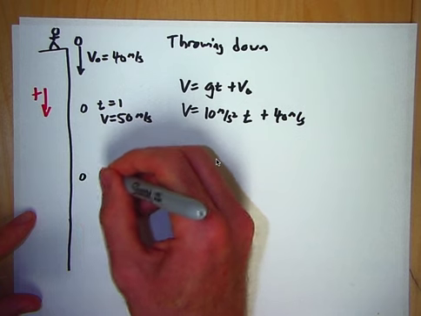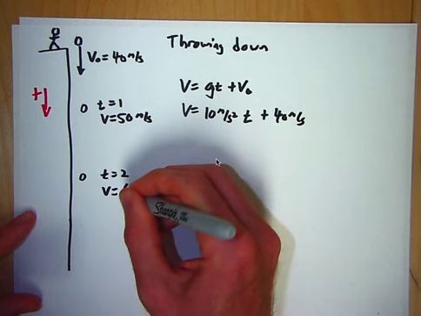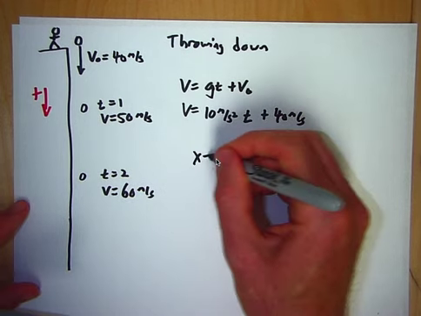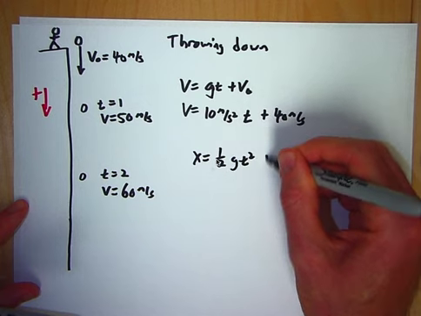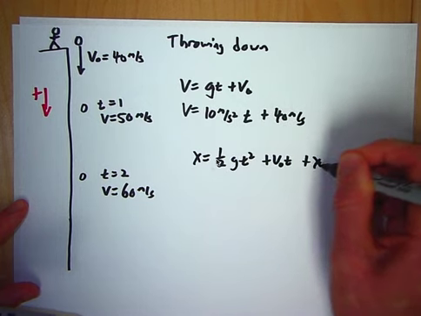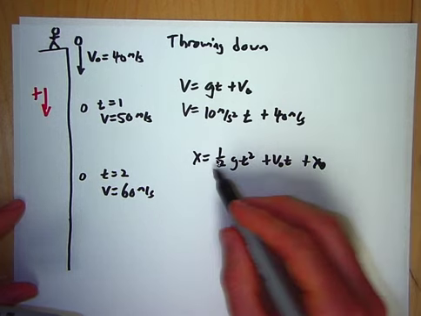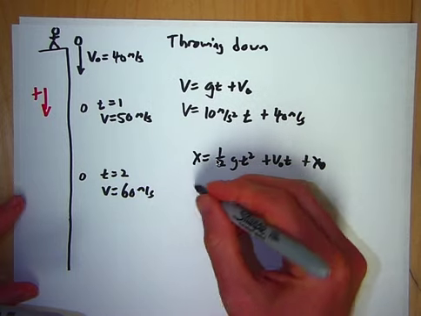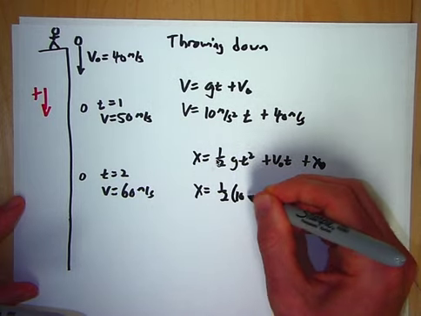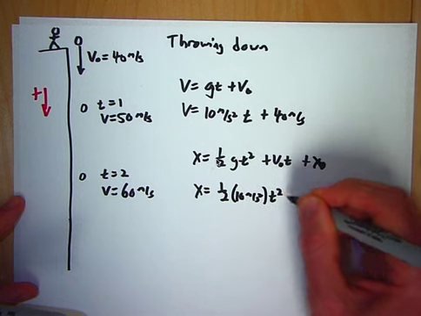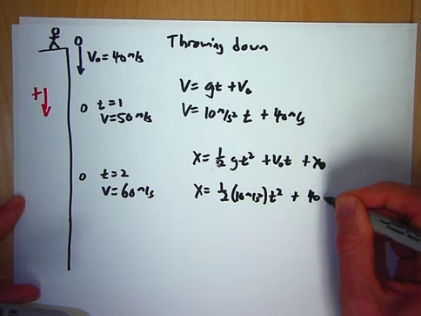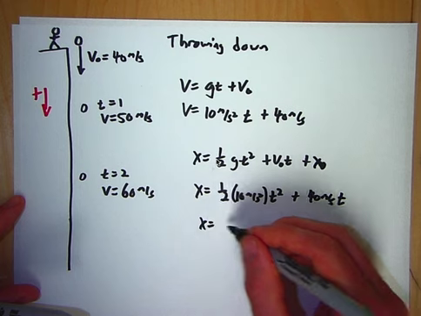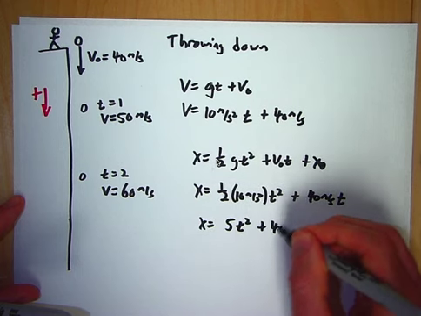t equals 2, v equals 60 meters per second, and so on and so on. Once again, if you want to find the position, 1/2 gt squared plus v0t plus x0. Where's the position? Well, once again, gravity 10, initial velocity 40. I'm choosing my down direction as positive. 1/2 times 10 meters per second squared, time squared, plus 40 meters per second times t. Right? This is going to turn into 5t squared plus 40t.